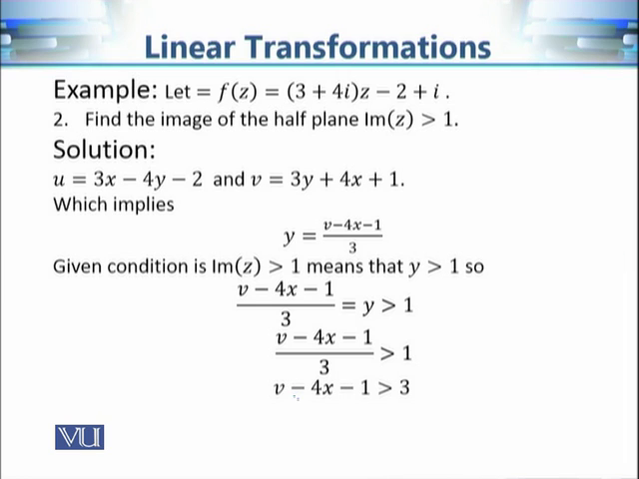And from here, we have v minus 4x minus 1 strictly greater than 3. And from here, we have this final answer, v is strictly greater than 4 plus 4x. Now, once again, remember, what do we want to calculate? We want to calculate an expression, inequality or equations in terms of u and v that defines the image of this half plane in the w plane. Now, that's not what we want here, because this inequality involves v as well as x. But we want an inequality which involves only u as well as v.